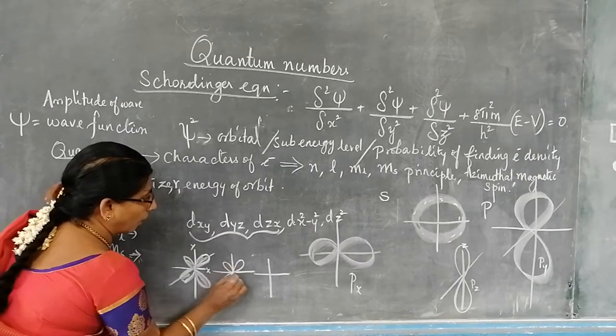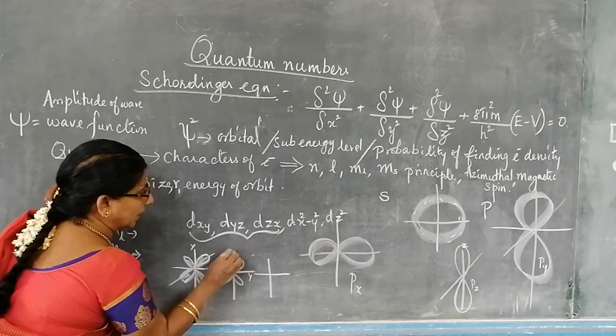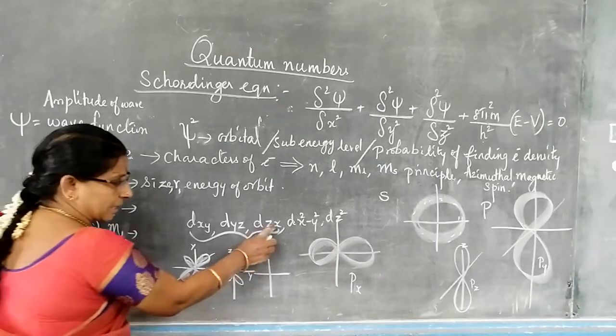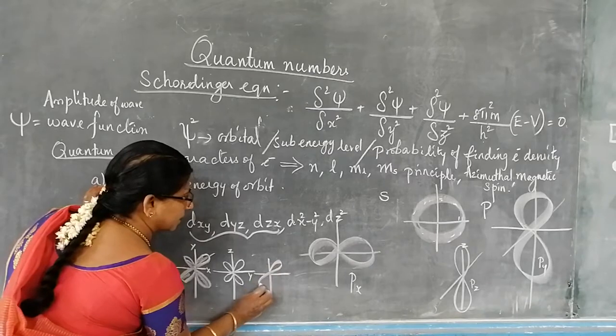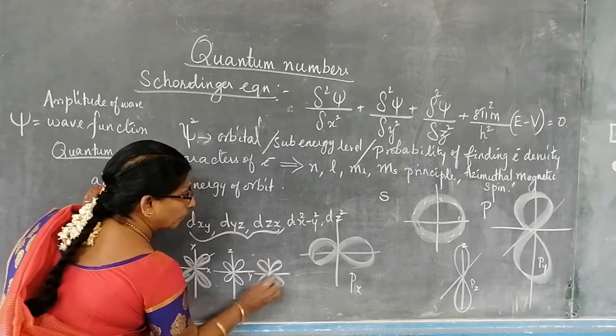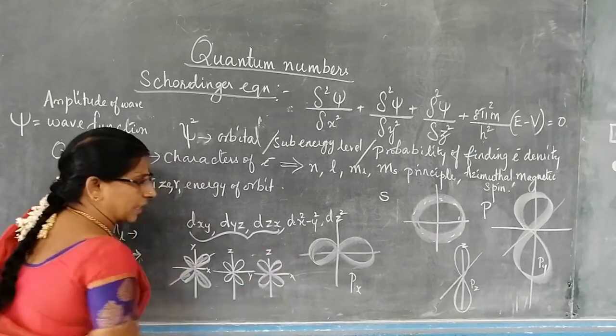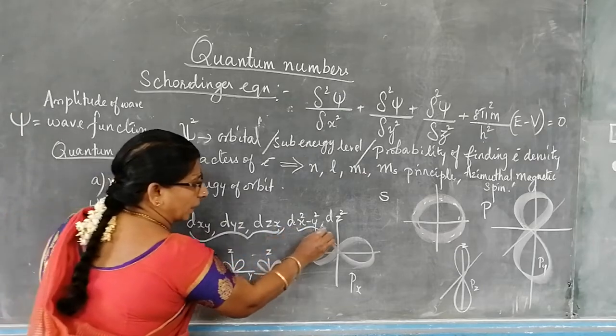In the same manner you will draw, but you will represent the axes as y and z. How will you represent z and x? It is also in between the axes. So how will you draw? It is the x axis, it is the z axis. How will we draw that?